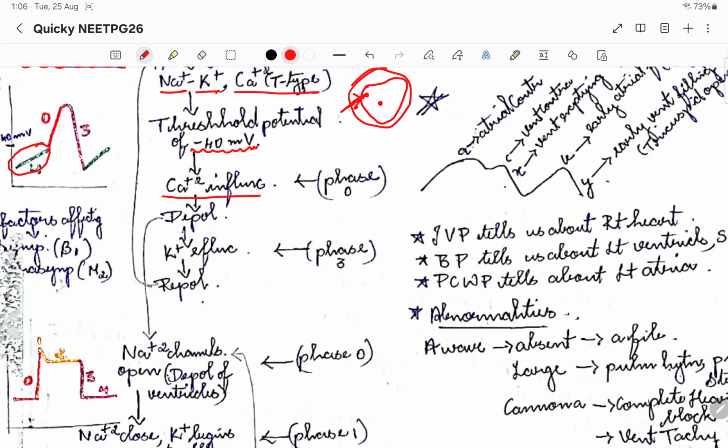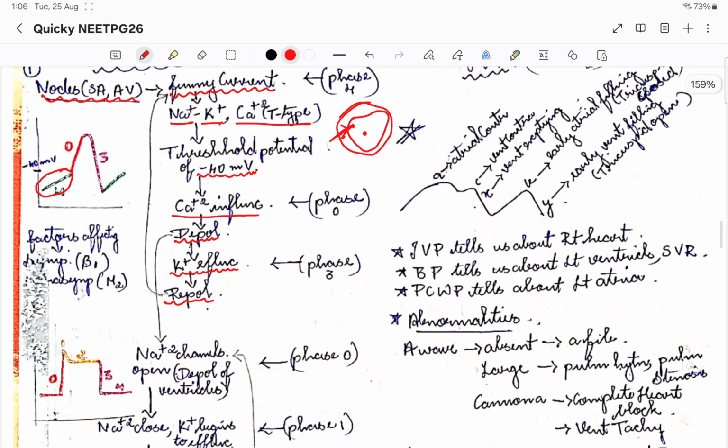Okay, this calcium influx causes the depolarization of the SA node or AV node. Then calcium efflux will happen, and then the repolarization will happen. So this is the entire cycle of the action potential that is being generated in the SA node and AV node. This is the action potential.